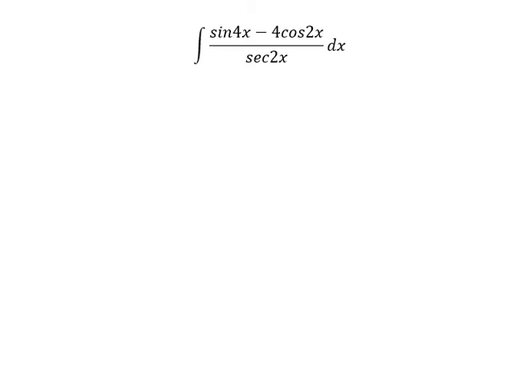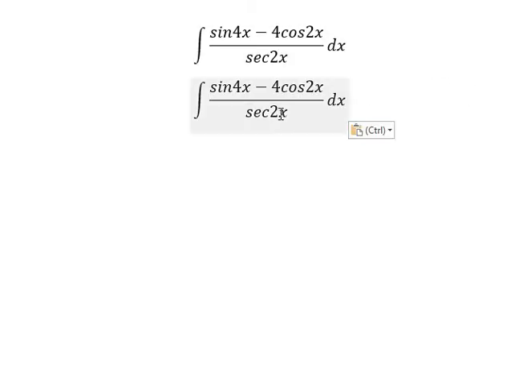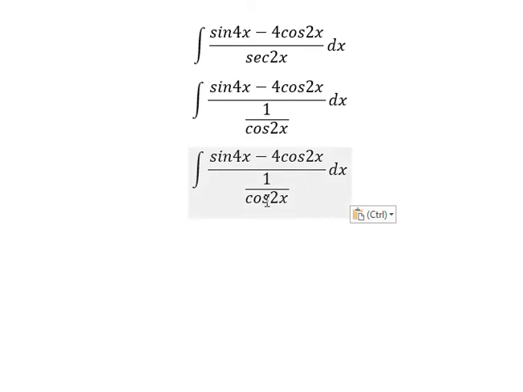The topic today is about integration. So now I want to show you how to answer. About secant of 2x, that is about 1 over cosine 2x. This one will go to numerator.